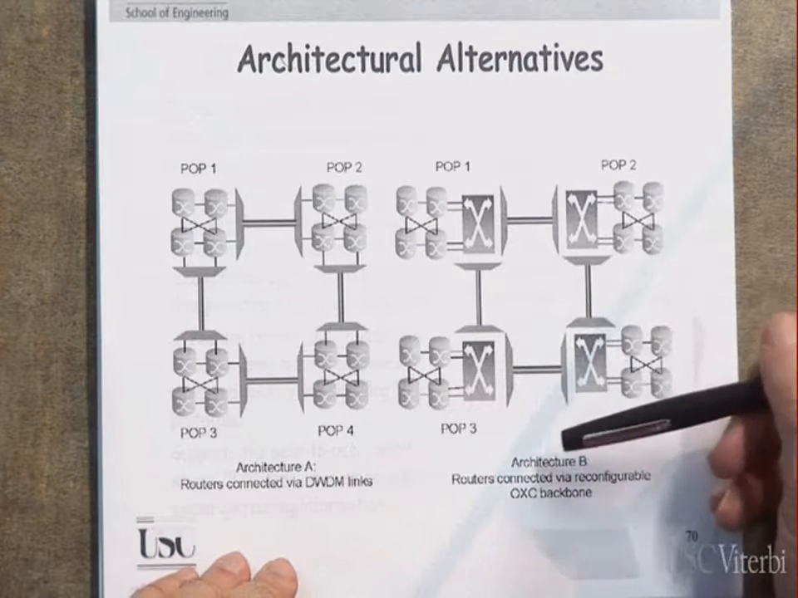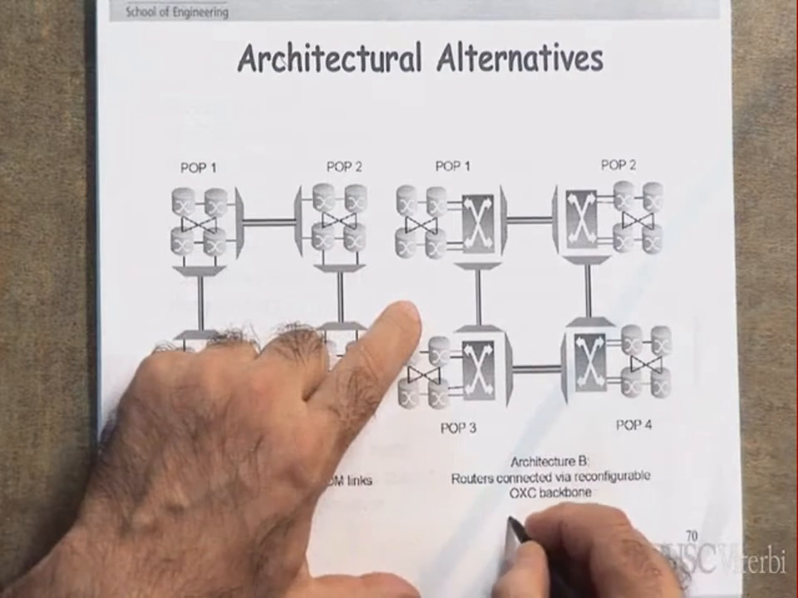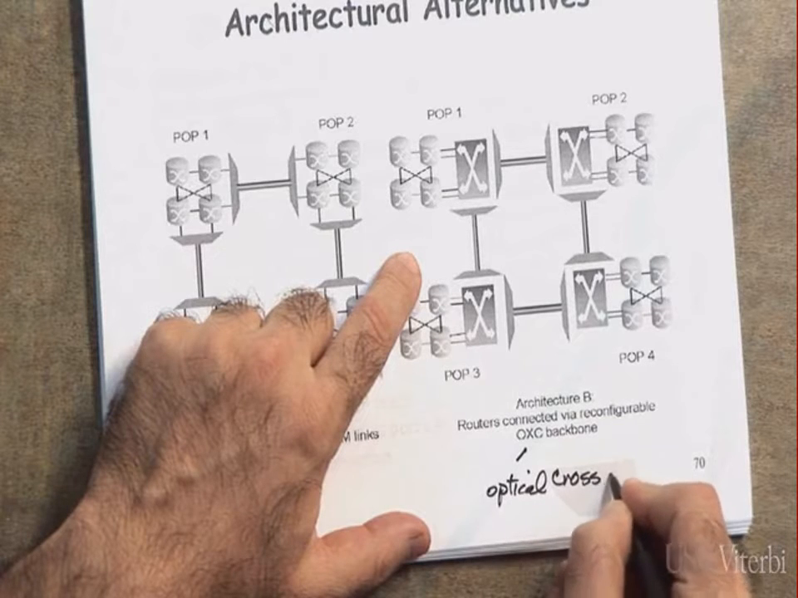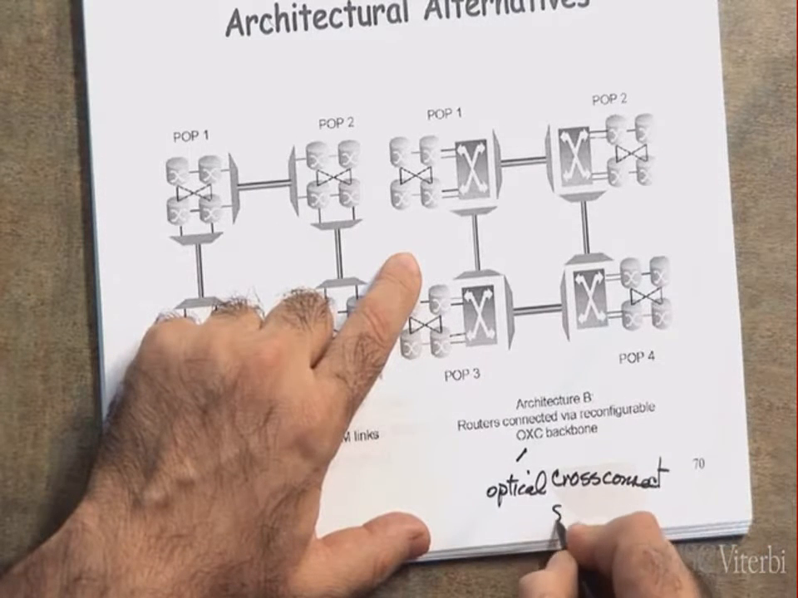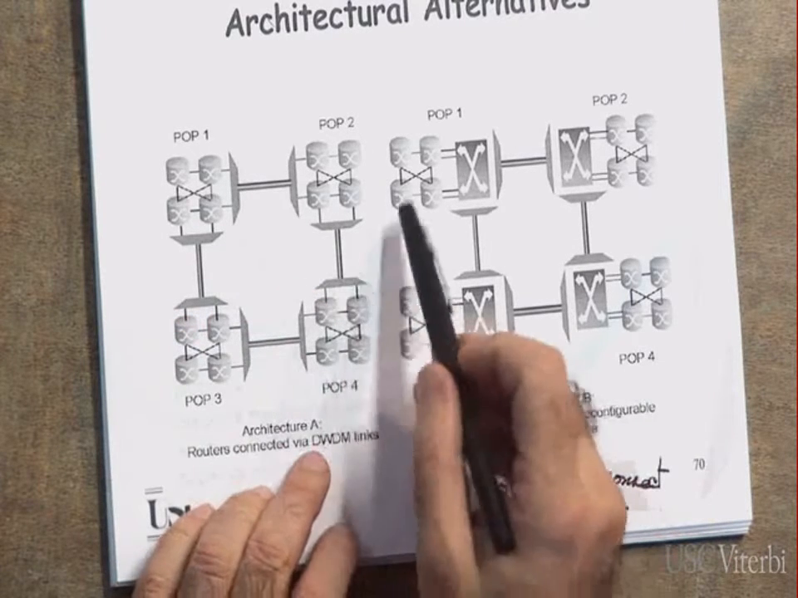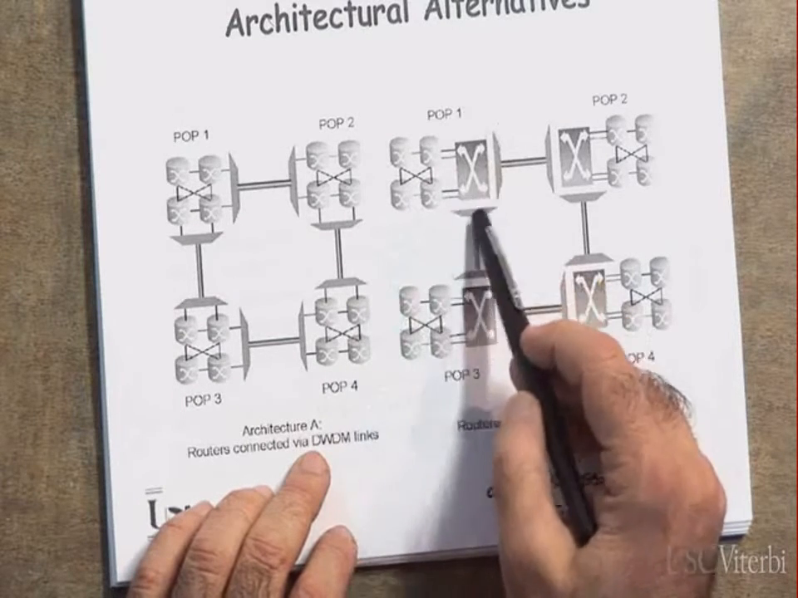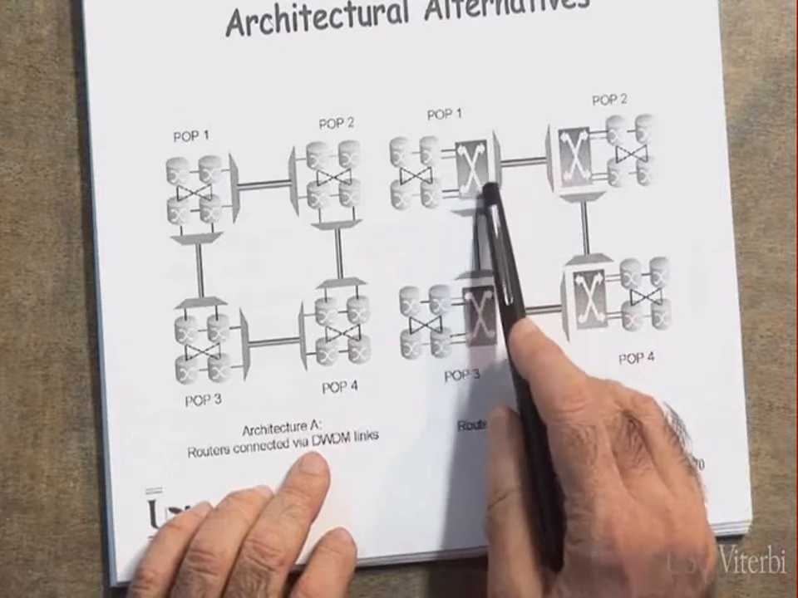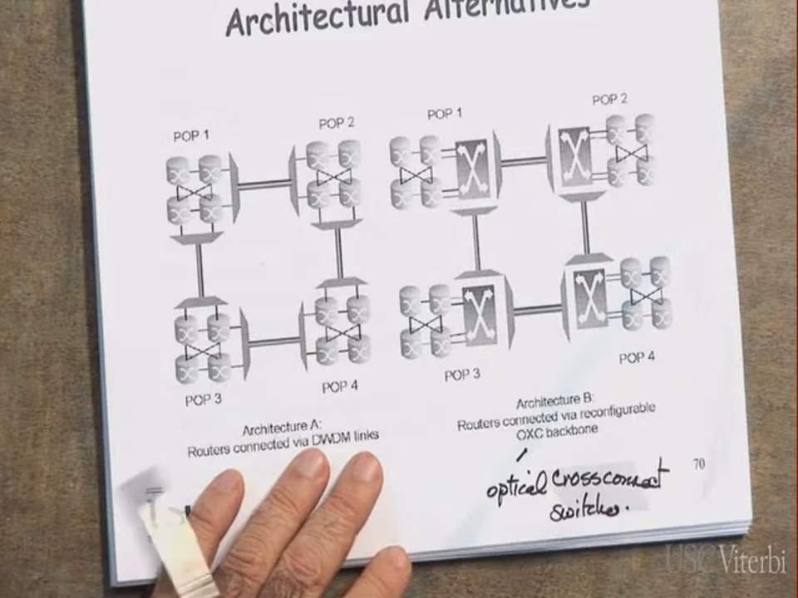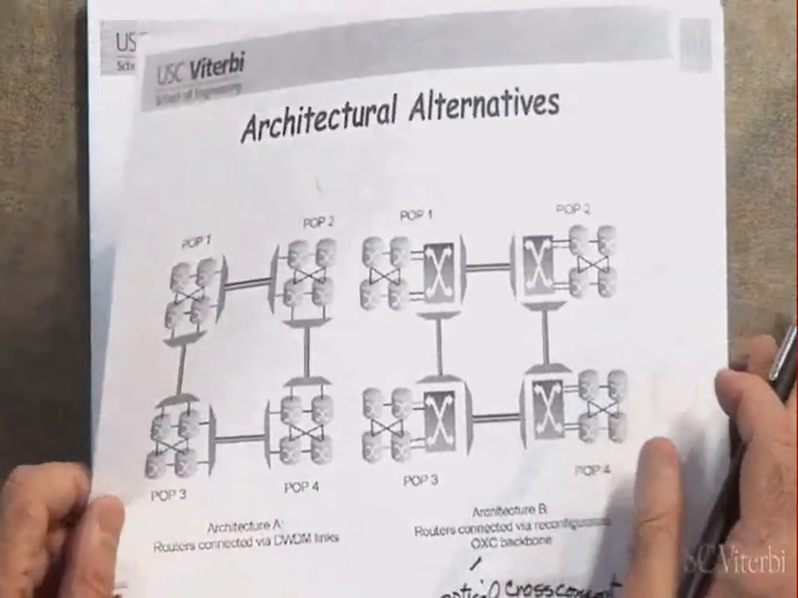In this case here, the routers are connected via reconfigurable optical cross connect. OXC stands for what? Optical cross connect switches, which means what? It means the routers do not have the wavelength division multiplexing interfaces. They are connected to the switch, and the switch will be directing the traffic from this point to this point, and so on and so forth, all over the place in the optical domain. When we say optical cross connect switches, we mean in the optical domain. We studied those last time.